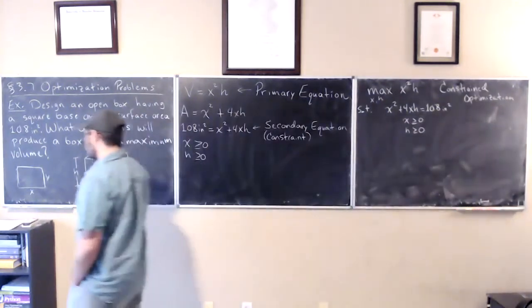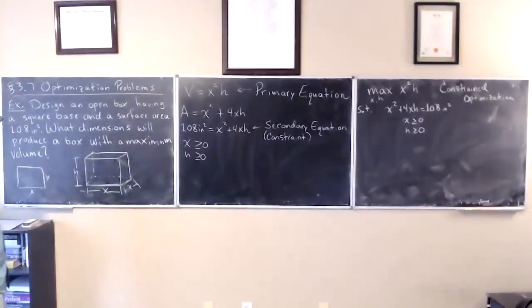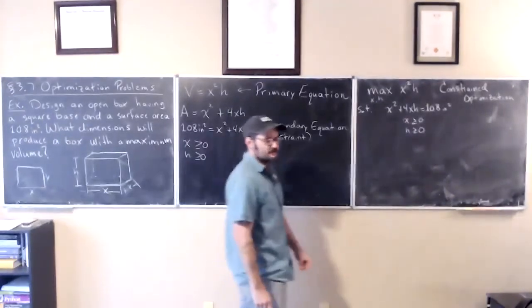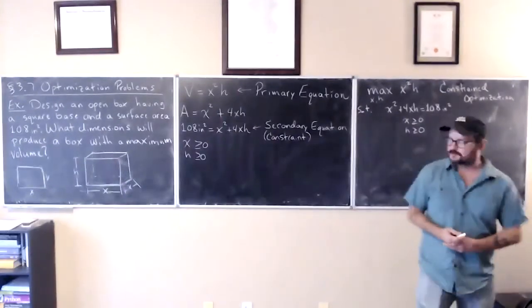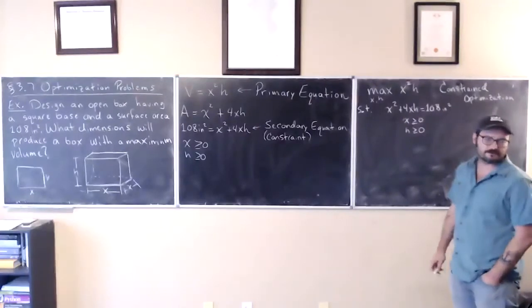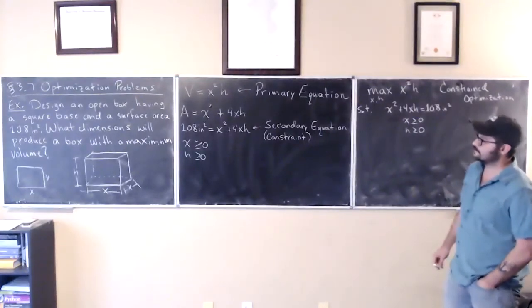Why do we write greater than or equal to 0 instead of just greater than 0? It's true either way, right? It's just standard for me anyhow, to say greater than or equal to 0. Gotcha. Okay.